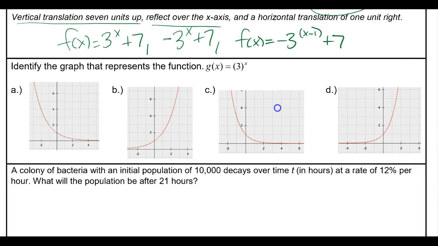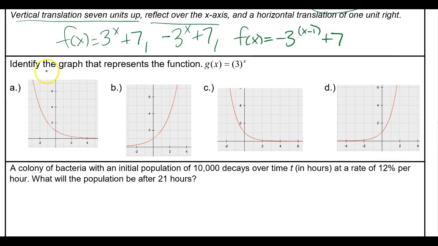Okay, last problem for day 1. Okay, so now it says identify the graph that represents the function g of x equals 3 to the x. Let's use process of elimination. So first of all, we recognize that the b value is 3. And remember, if the b is greater than 1, it's going to be a growth. So that means our graph should increase.